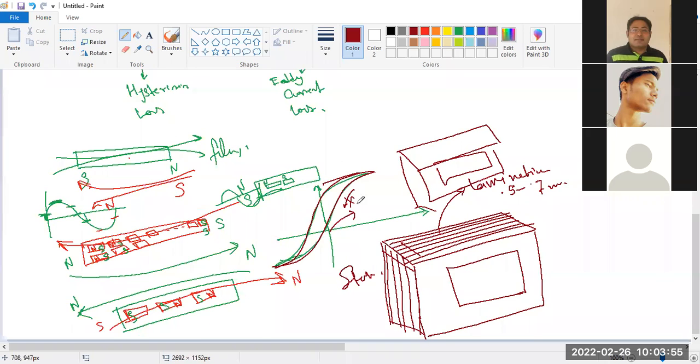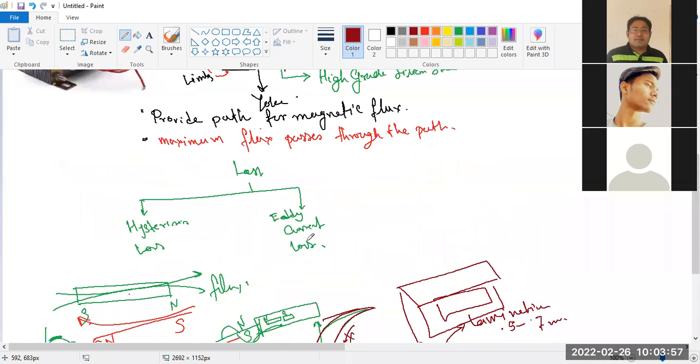Okay, so next one is the eddy current loss. Eddy current means a circulating current. Eddy current means a circulating current, where the eddy current occurs, it circulates in the same area. It is not transferred. Okay, so this is the loss.